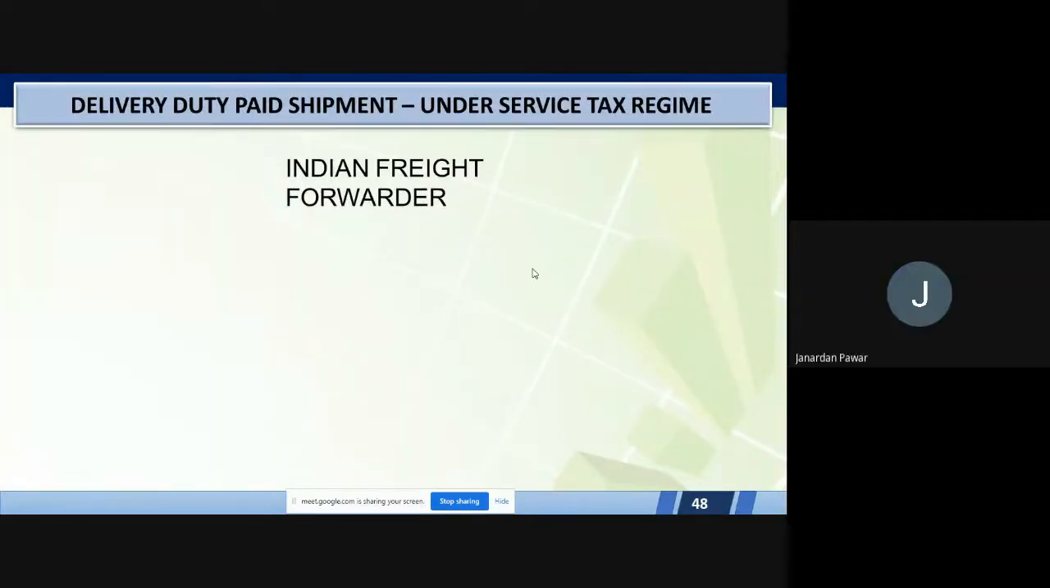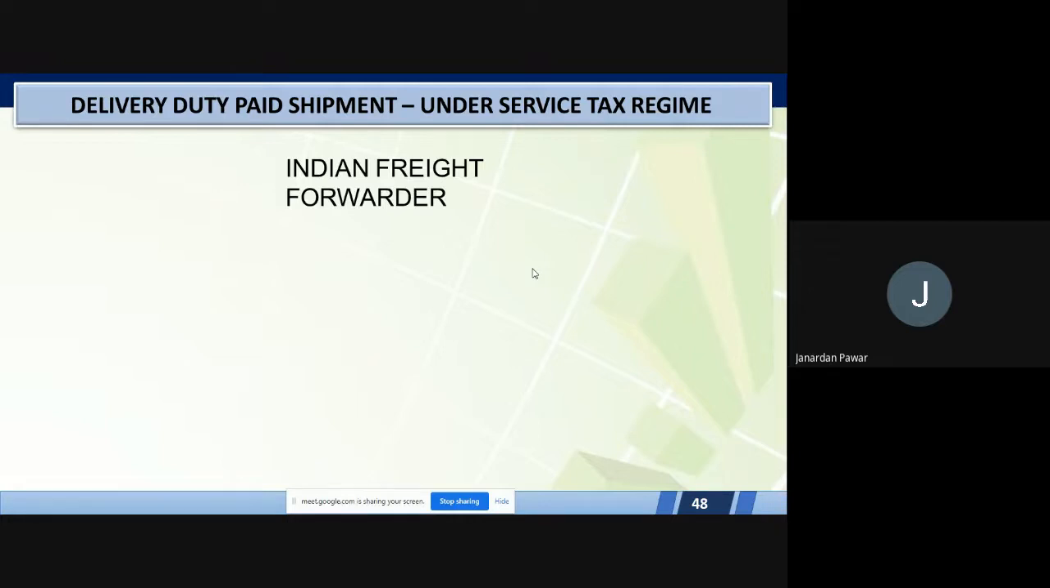Okay. Now, I think we are at the verge of place of supply. Some things we are going to highlight here, some things we are going to see in a thorough manner. So look at the next one: delivery duty paid shipment under the service tax regime.